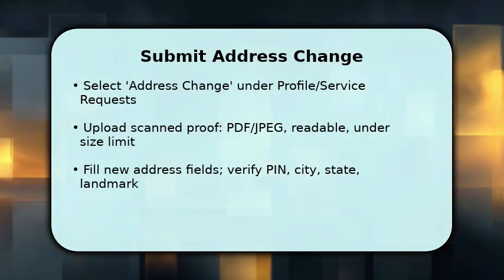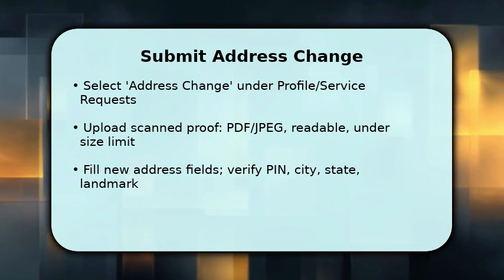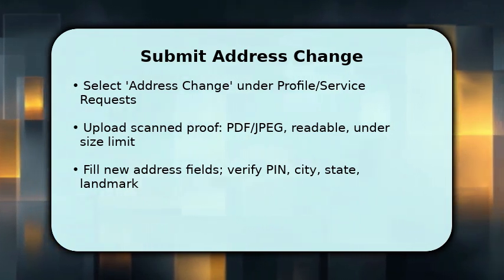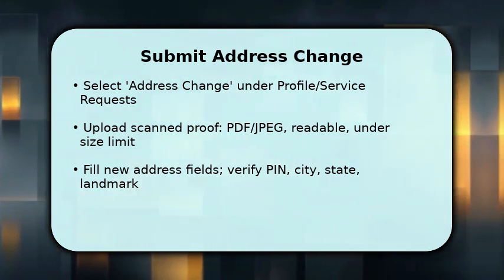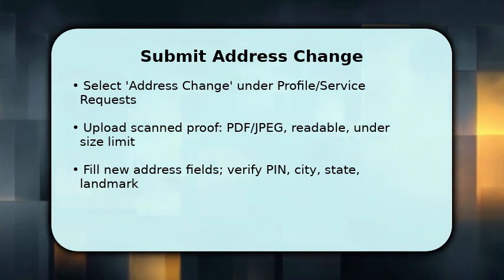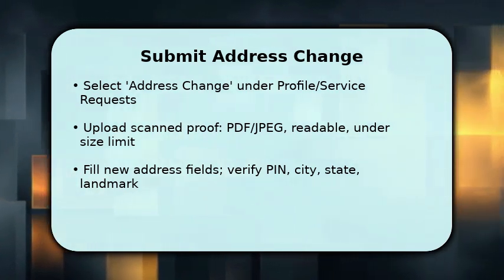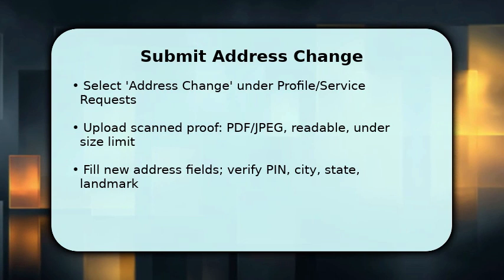Once you choose address change, you enter the new address exactly as on your proof and choose the type of address, permanent or correspondence. Upload a clear scanned copy or photo of your proof, make sure edges and text are legible, then confirm file size meets limits.